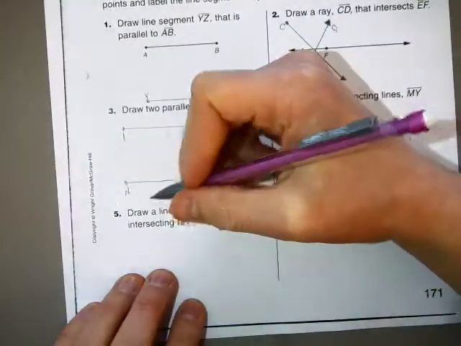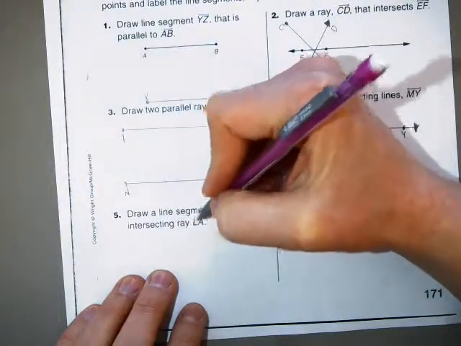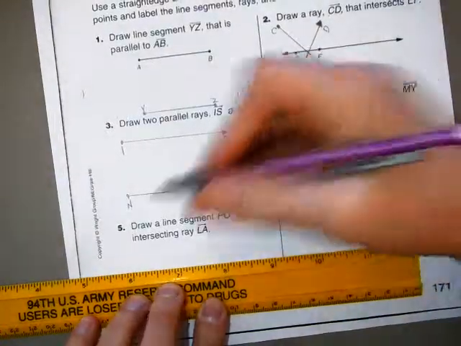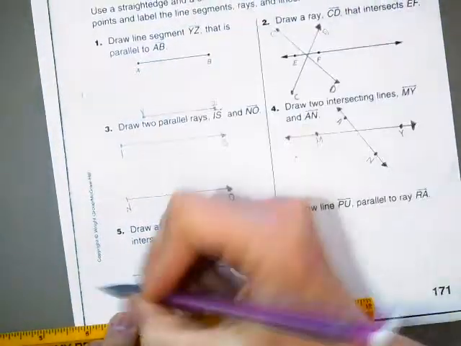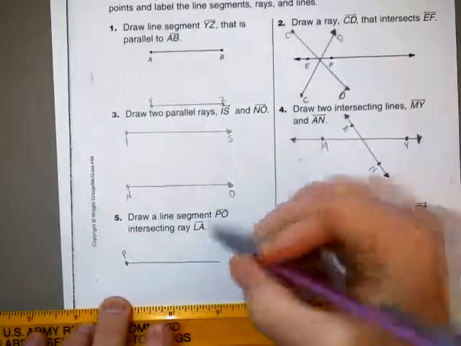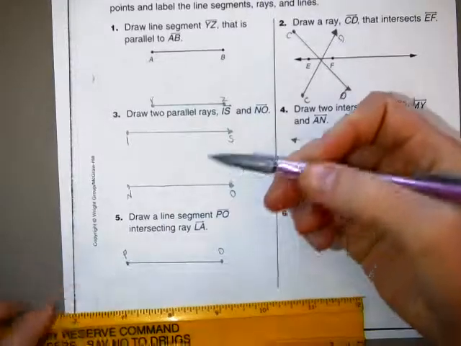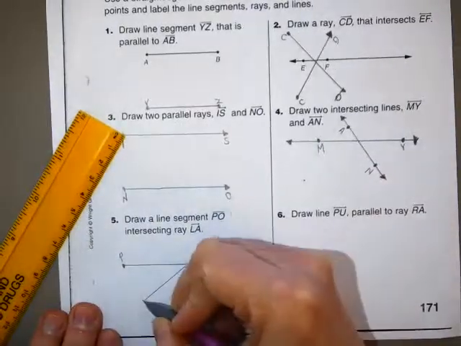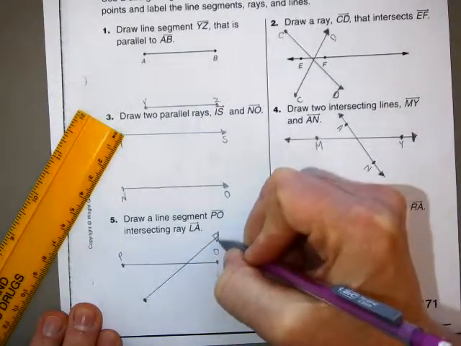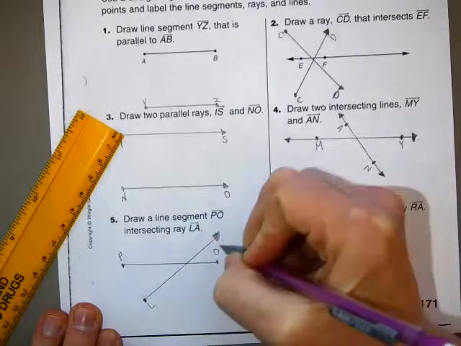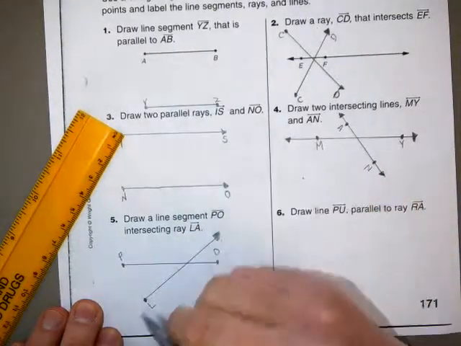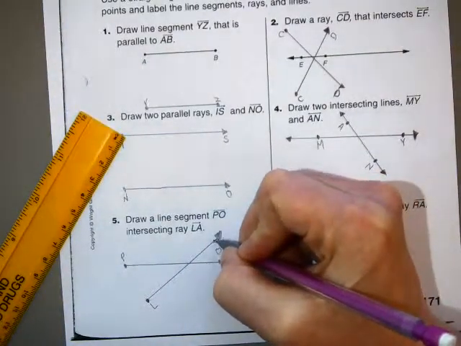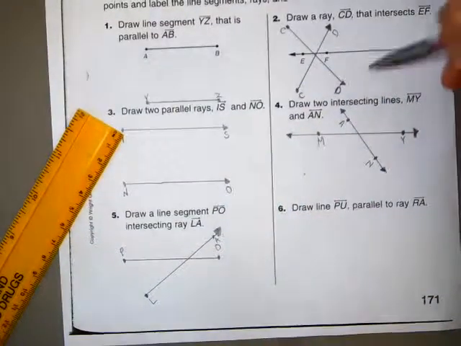Next, I need to draw a line segment, PO, intersecting ray, LA. So for this one, I'm going to first draw my line segment. And it's going to be intersecting, so I don't need to worry about parallel. But here's P and O, and then I need to draw a line right through it. It's going to be ray LA. Here we go. Here's my start point, here's my end point, and this is ray L, and this is going to be A, right up here, closest to the arrow. I have trouble fitting it in there, be careful.